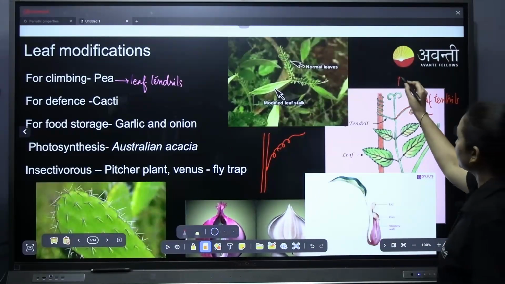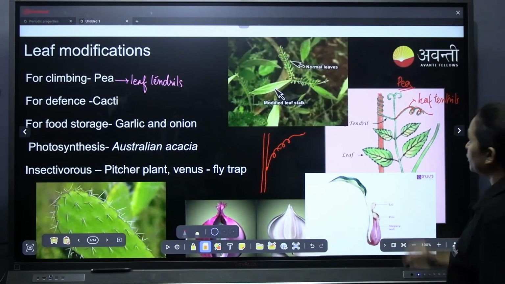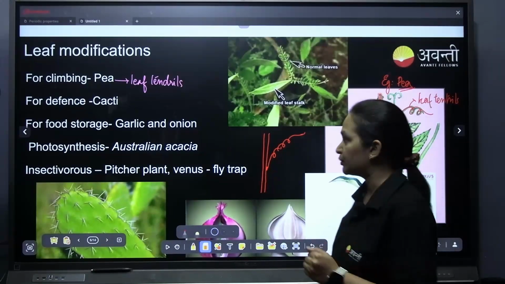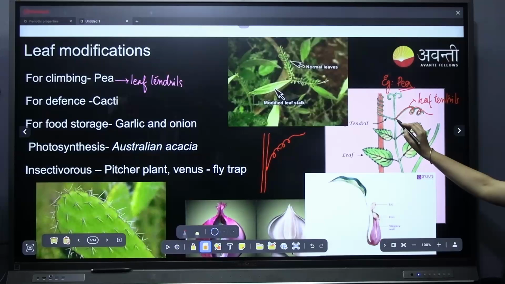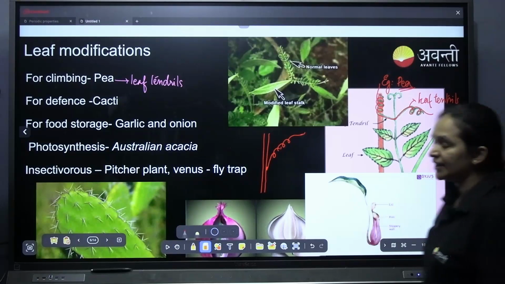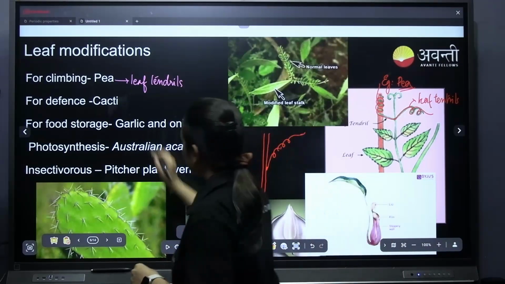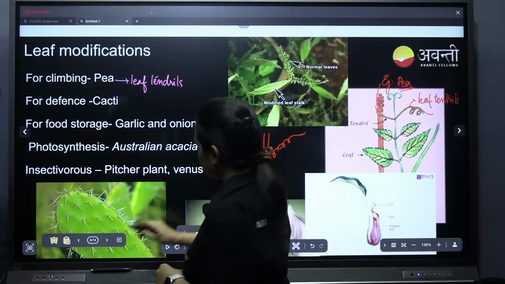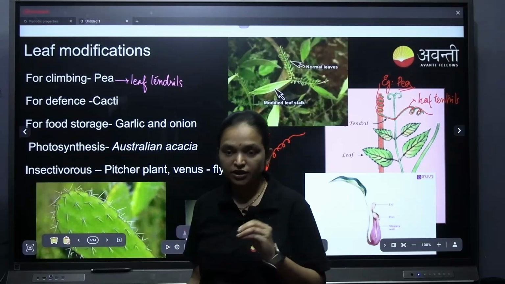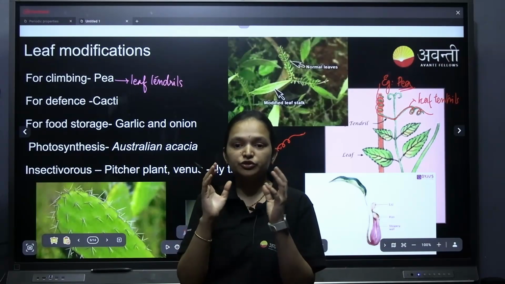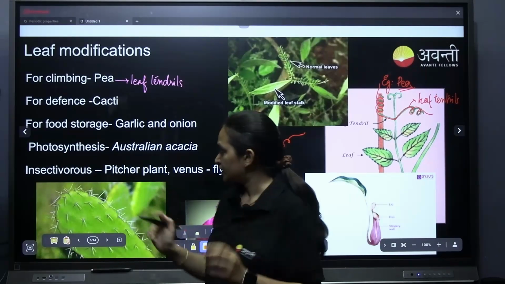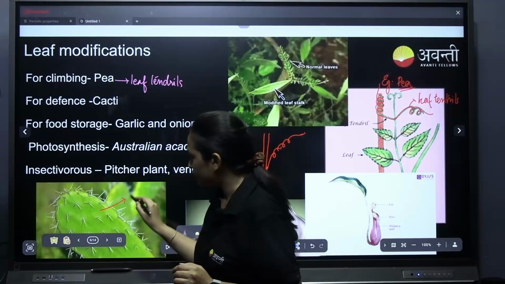Example in pea plant, we get to see this type of modification, that is for climbing purpose. If you can see here, you can see this tendril is wrapped around the support. For defense, as I said, in cactus, in the previous slide I told you, the phylloclade is a stem modification. The stem will become fleshy for storage of water, storage of food, as well as for photosynthesis in Opuntia. This green part is called phylloclade.